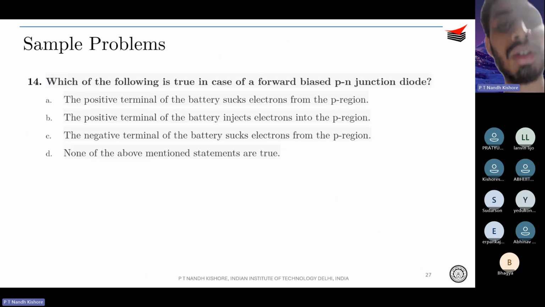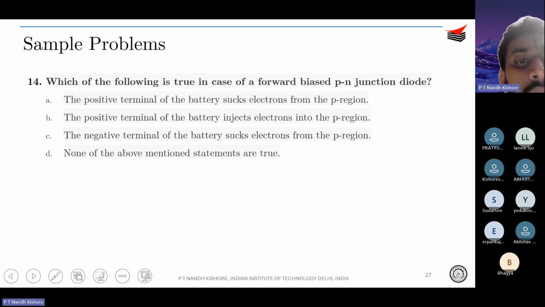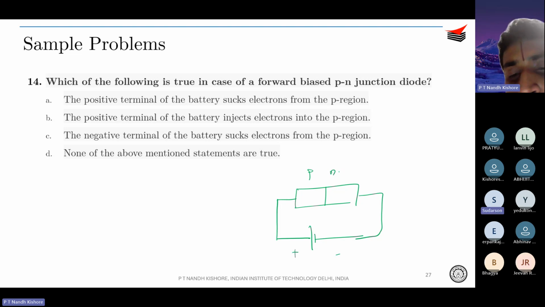Okay. So which of the following is true in the case of a forward bias PN junction diode? So you have your P junction, N junction, plus and minus.